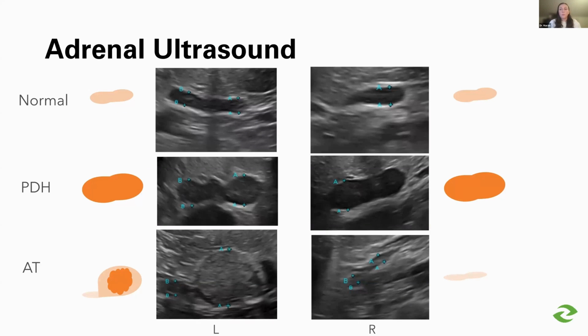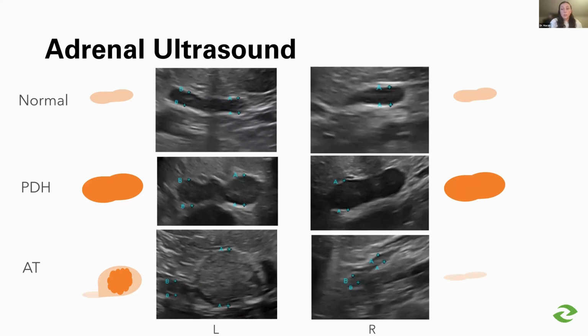On ultrasonography, we can see important differences in the size and shape of the adrenals that can differ depending on the underlying etiology. So along the top, we have typical left and right adrenal glands. It's not uncommon to see only the caudal pole of the right adrenal gland since it's located so high on the right flank along with the kidney on that side.